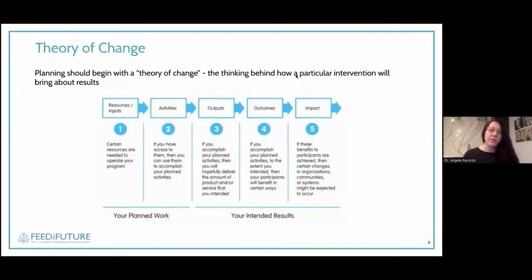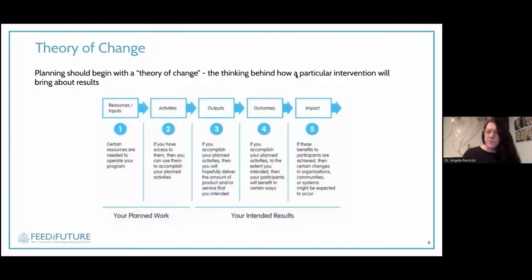So it's a really simple concept, just the thinking behind how a particular intervention will bring about the results. And so all of our proposals and our projects are centered around a theory of change. It's basically just outlining what the inputs and the activities are that you're going to do, what outputs will come from that, and then what outcomes will develop from those particular outputs and how that'll achieve impact.